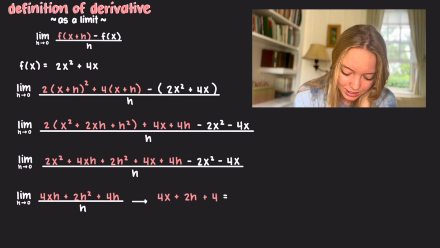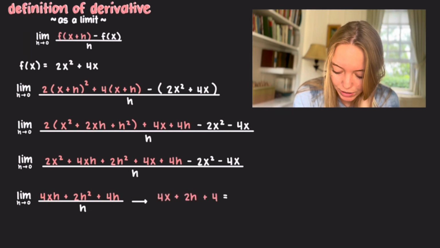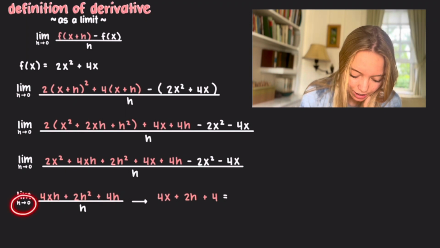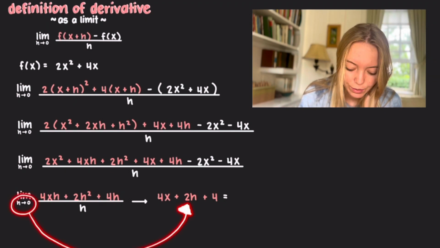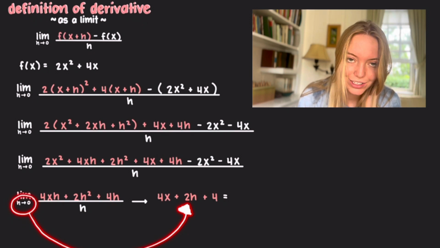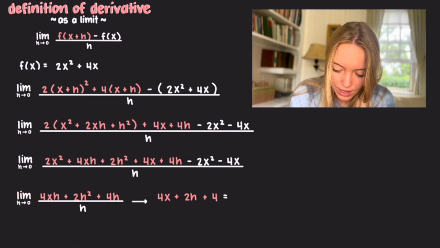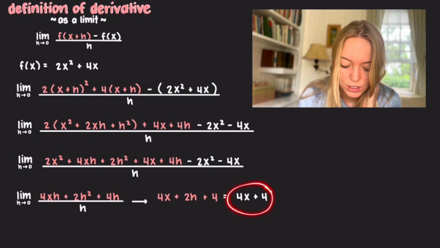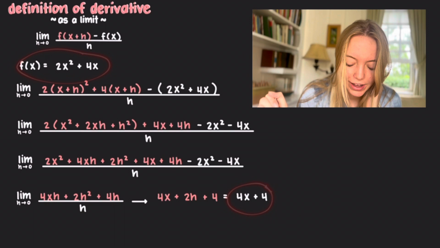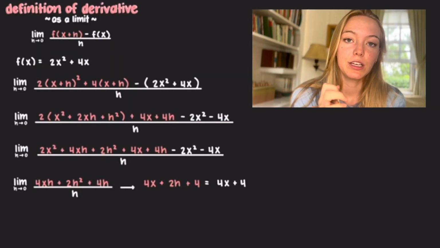So once we've canceled out the h, that leaves us with 4x plus 2h plus 4. And our last step is to plug in 0 wherever we see h, and we can do that because h is no longer in the denominator, leaving us with 4x plus 4. So this is going to be the derivative of our original f of x. Again, this unit is really stupid.